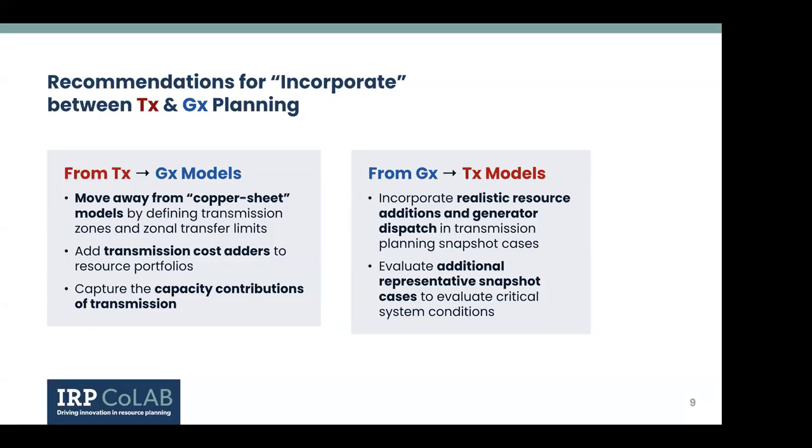So the first option here is to move away from copper sheet models by defining transmission zones and zonal transfer limits. A common practice in capacity expansion modeling today, which underpins the identification and generation of portfolios within generation planning, is to essentially abstract away the transmission network and network topology, assuming that all generators and all loads just form a single copper sheet network without those network constraints.